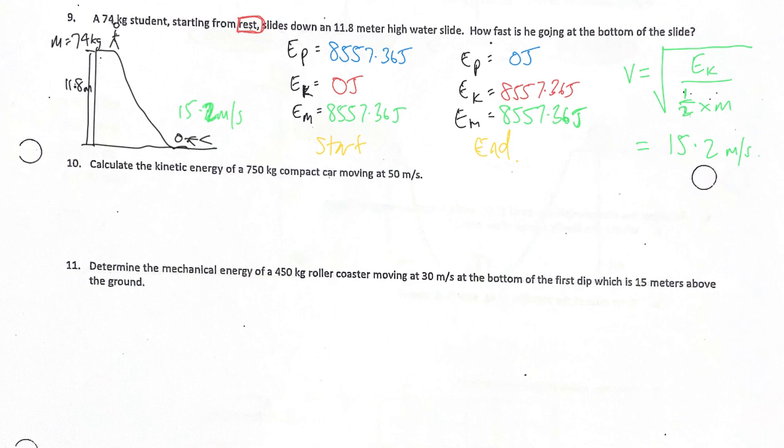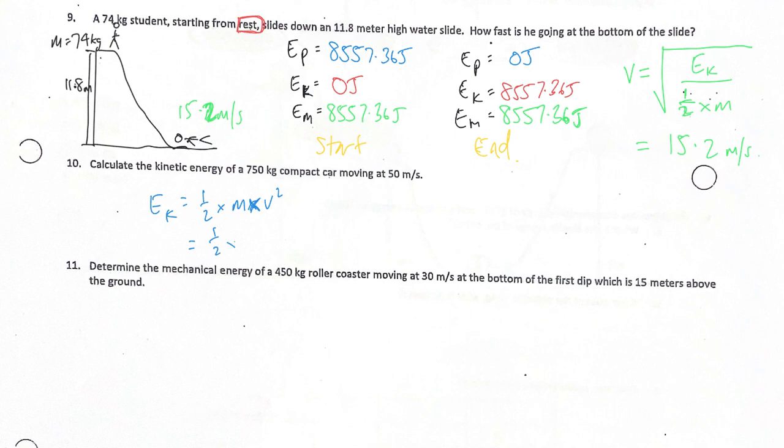Because all of his energy was converted into kinetic energy. Now let's have a look at the next question. Calculate the kinetic energy of a 750 kilogram compact car moving at 50 meters per second. That's a bit easier. So now the equation is EK equals half times m times v squared, because it's just asking for kinetic energy.